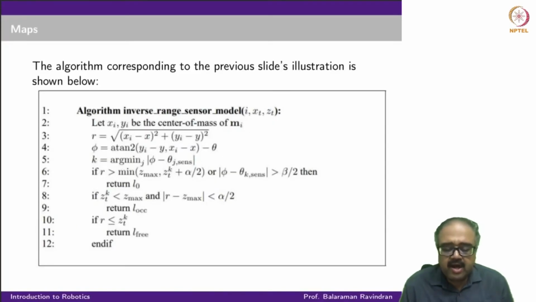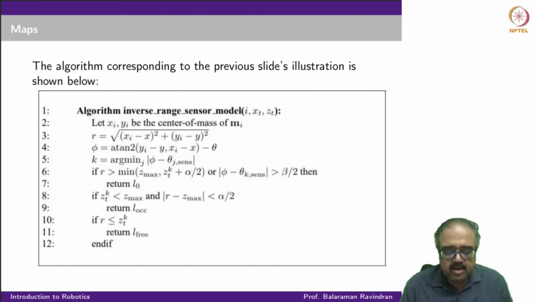Now r is the distance of the cell from the robot, and phi is the angle the cell subtends with the direction the robot is facing. Among all the possible sensors that could be looking in that direction, remember z_t is a collection of all sensor readings, I pick the one that is pointed most in the direction of the object. So theta_j^sense is the sensor that is pointed as close as possible to the direction of the object from the robot.